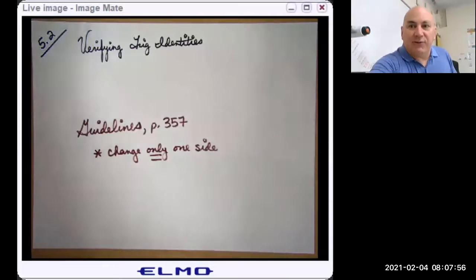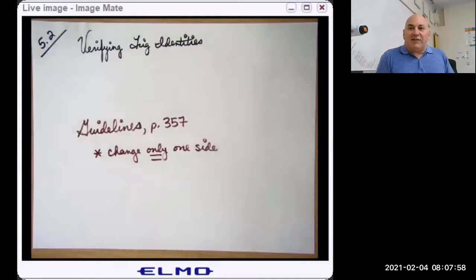Hello, pre-calculus students. In our last lesson, we learned some fundamental trig identities. In this lesson, which is really fun if you like algebra, we're going to be using those fundamental identities to prove some other ones. So in this case, we're going to be verifying trig identities. When we say verify, that means I'm telling you it's true. You just have to prove it.